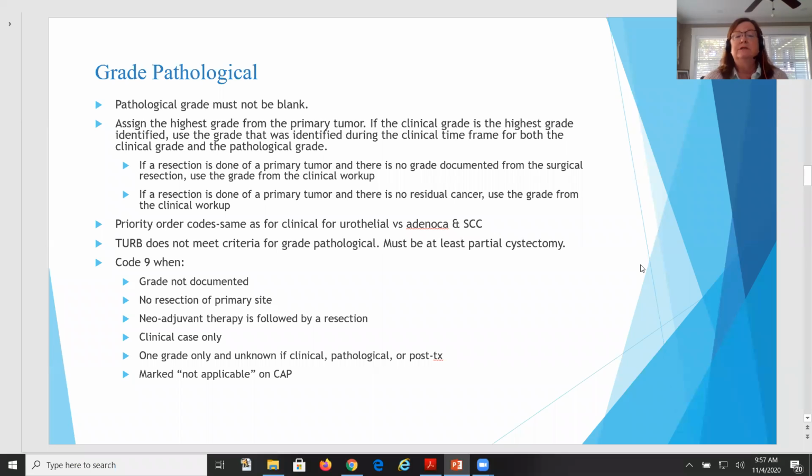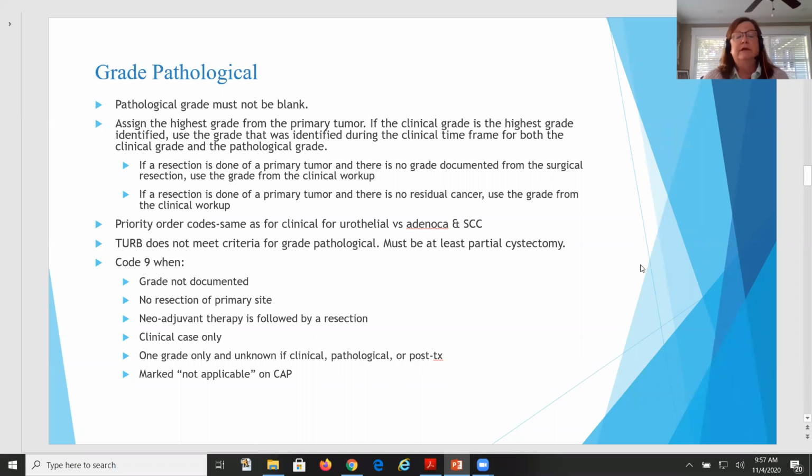The TURB does not meet the criteria for grade pathological. You must have at least a partial cystectomy to meet the criteria for pathological grading and staging.